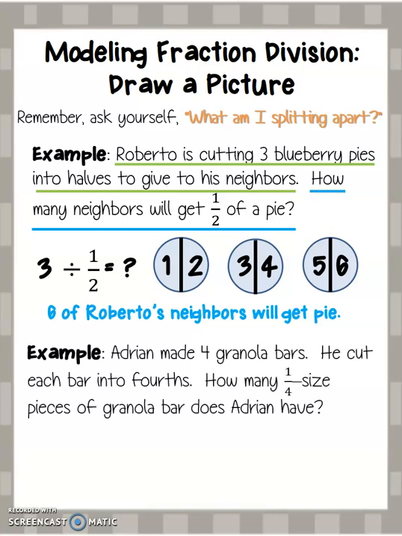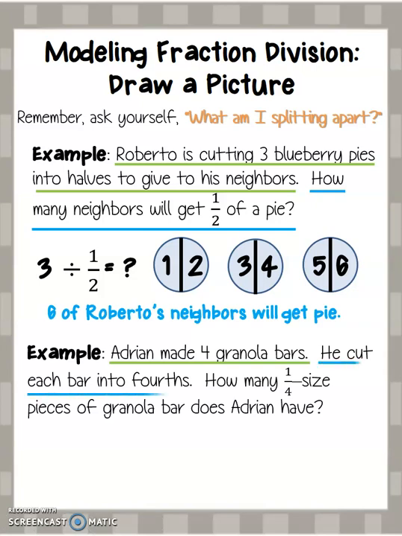This example says Adrian made 4 granola bars. He cut each bar into fourths. How many 1/4 size pieces of granola bar does Adrian have? So again, I always want to figure out first, what am I splitting apart? The first sentence says Adrian made 4 granola bars. Because he made those 4 granola bars, I know that's an amount that I'm starting with. I feel pretty confident that that's what I'll be splitting apart, but let's keep reading to find out.